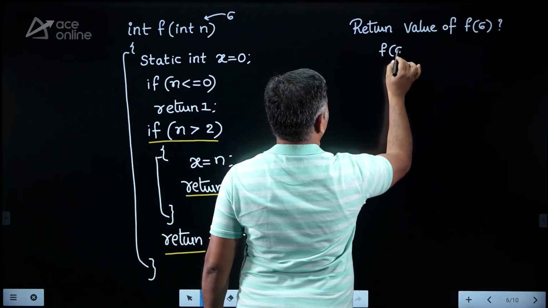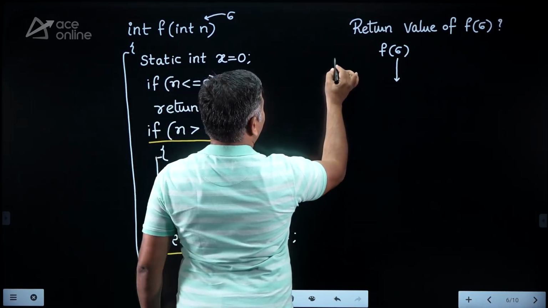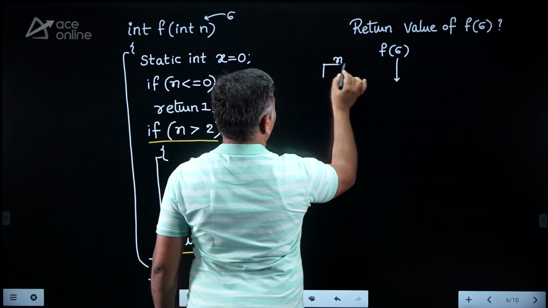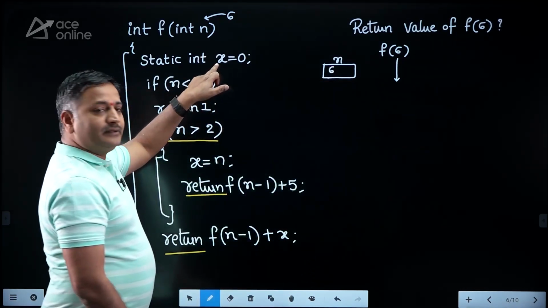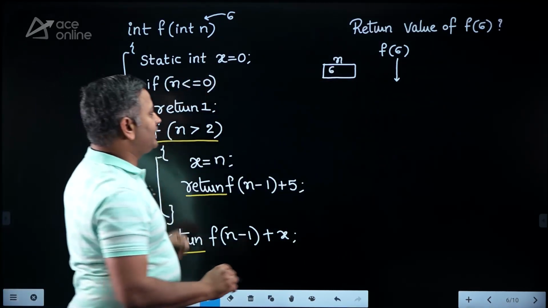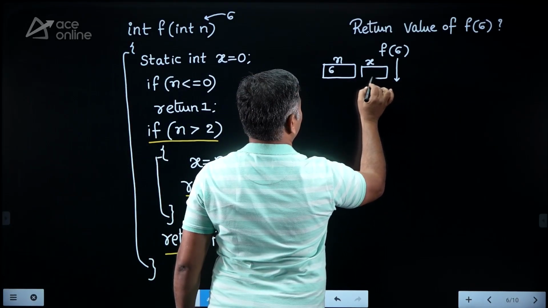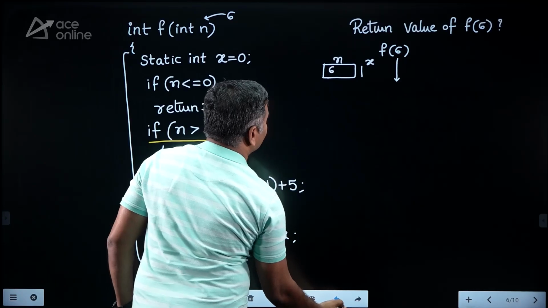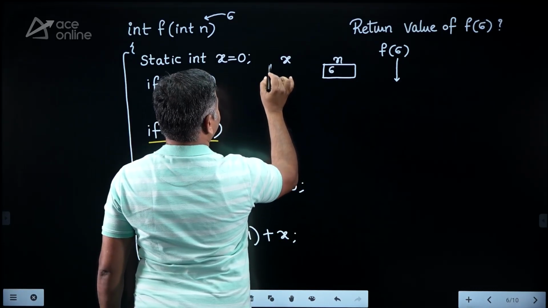That is f of 6. When I call this function, the variable n will be created, which is known as the formal parameter. n is equal to 6. What about this variable? The static variable is already created in static memory during compilation time of the program. So x is equal to 0. Let me create static variable x.